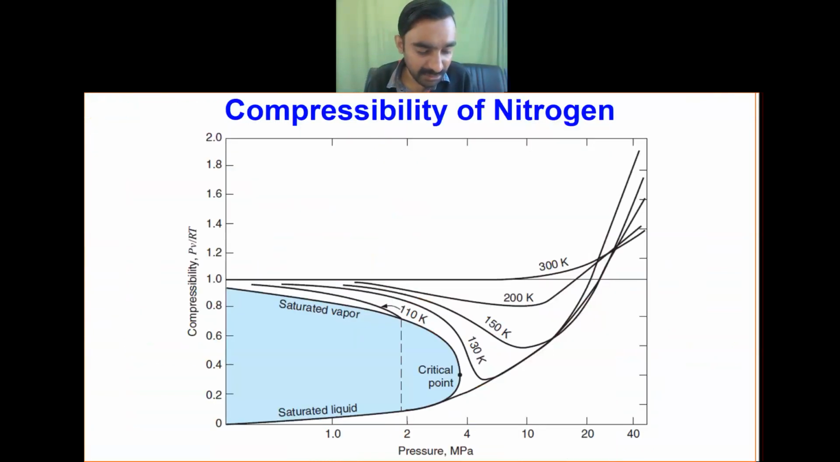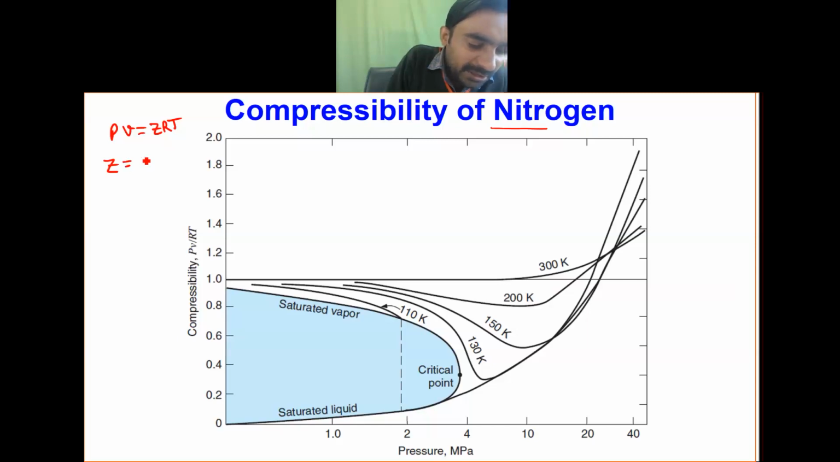Over here I am representing the compressibility of nitrogen. This curve is particularly for nitrogen, and we have a wide range of pressure and temperature. Pressure varies from 0 to somewhere close to 40 megapascals. I have already told you that PV = ZRT, so the definition of the compressibility factor Z is nothing but PV by RT, and that is what I have plotted along the ordinate.